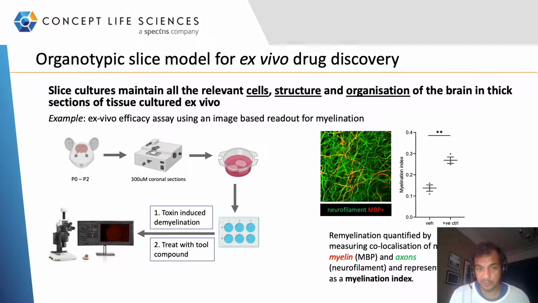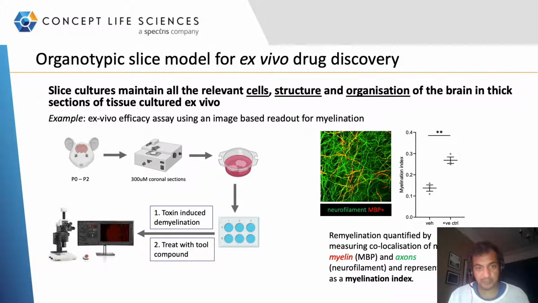And once they do myelinate, we can apply a toxin to strip the myelin off the axons, leaving behind the bare axons, thereby creating an MS-like lesion as a disease model. These slices can then be treated with either a tool compound or a biologic, a recombinant protein or such, allowing us to determine what role they play in driving the repair process.